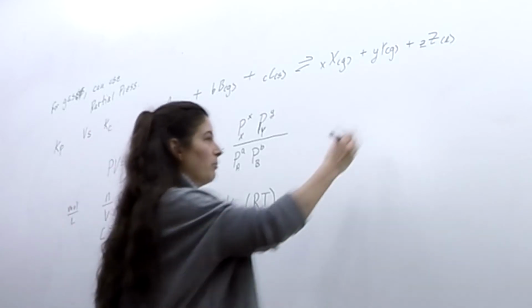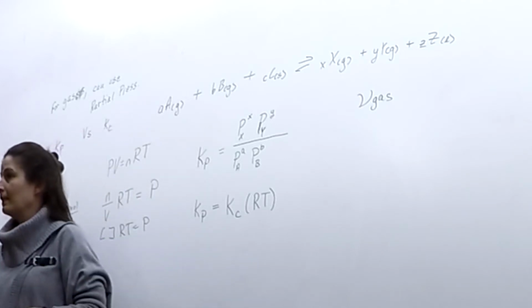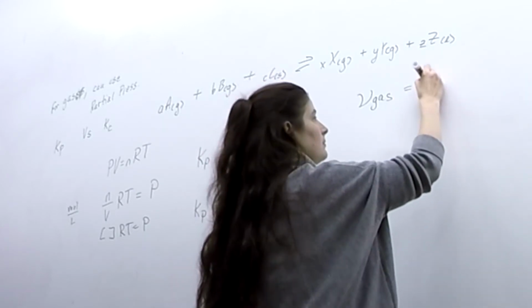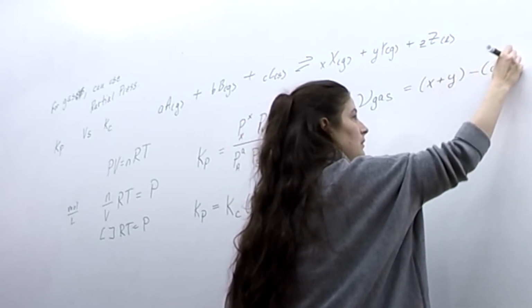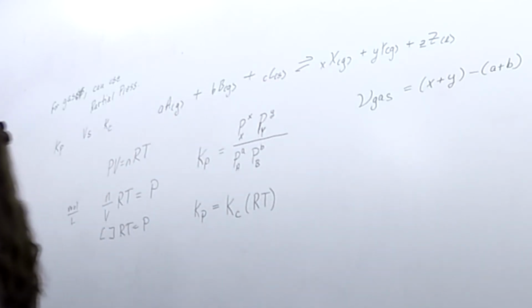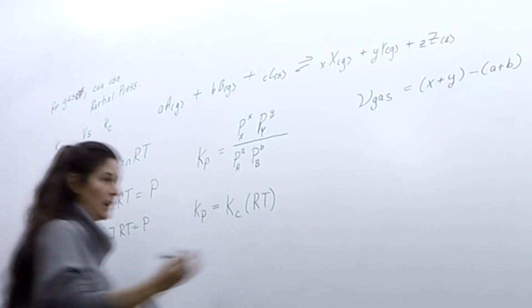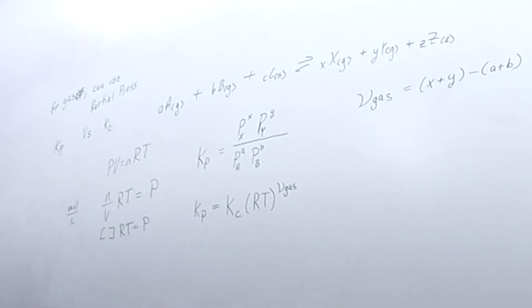We do that again by using... Do you remember that guy? V gas. That is equal to... right? You use the coefficients for a gas, products minus reactants, and you can find V gas. And that goes right there. Okay.